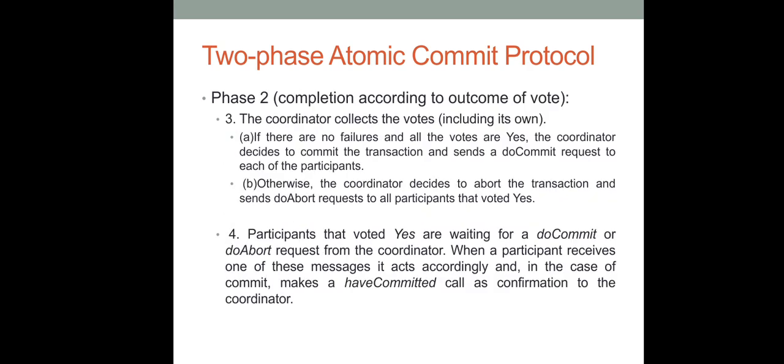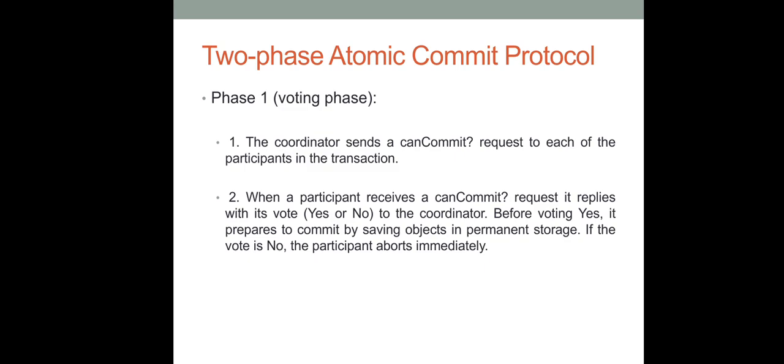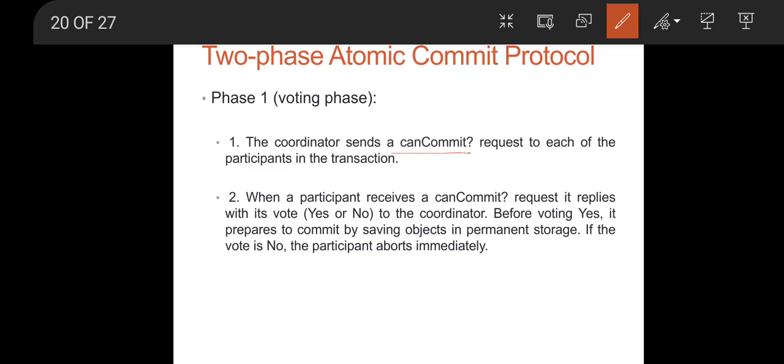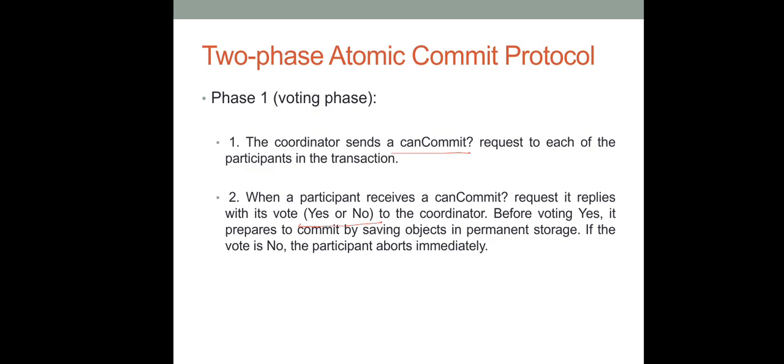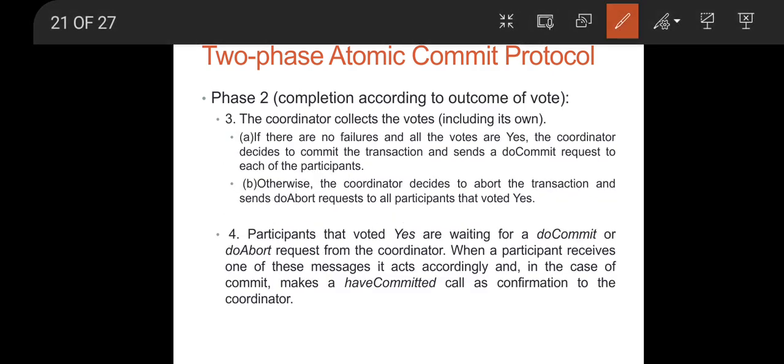So this has been discussed in more detail here. In phase 1, the coordinator will be executing a can commit request to all the participants, and it will be collecting a yes or no vote from all the participants. That is phase 1. In phase 2, the coordinator will be deciding on the final decision, and it will be sending either a do commit request or a do abort request to all the participants, and in return, the participants will be sending have committed as a confirmation to the coordinator.